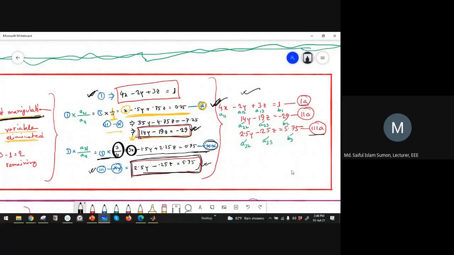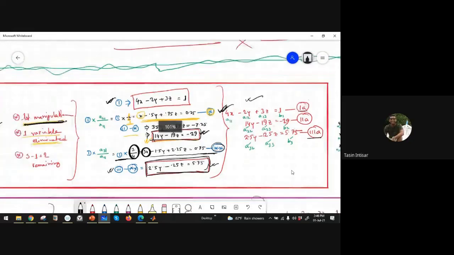Anyone, do you have any problem with the first manipulation? First changes? No, sir. Okay, very good.